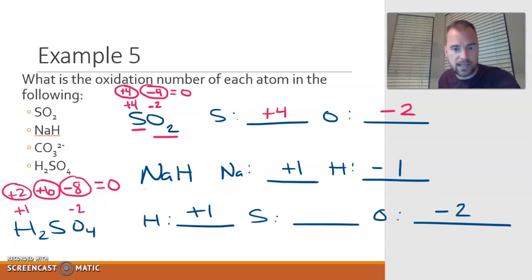Now that positive 6 is the total for sulfur. That has to be divided up over the total number of sulfurs, which is just 1. And so that means sulfur's oxidation number is indeed plus 6. And so plus 6 would be the oxidation number there.